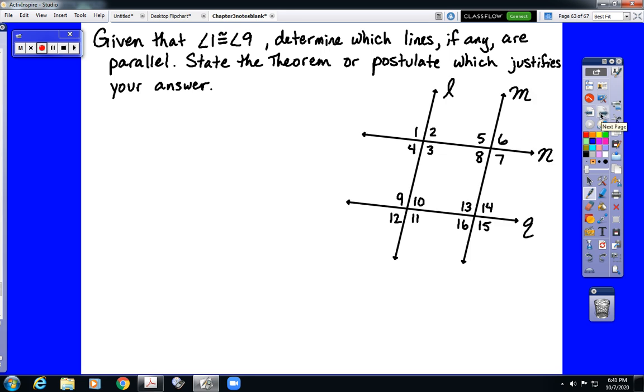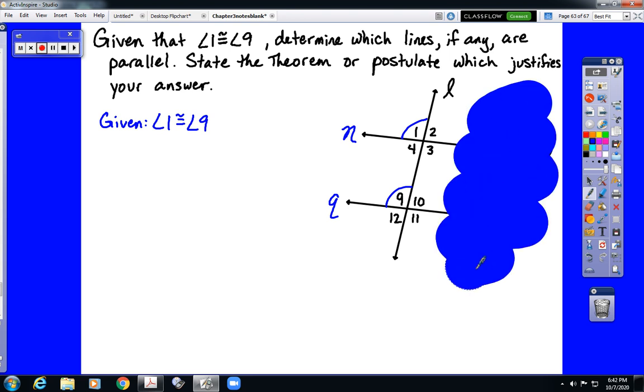Okay, this picture got more advanced, but the process did not. We're still given one set of angles, so we are given that angle 1 is congruent to angle 9. So we go into the picture and we mark angle 1 and angle 9, which means we are not using the entire left side of this picture. So in our heads, we should cover with our hand the entire right side of the picture because we're not using it and we don't need it to distract us.